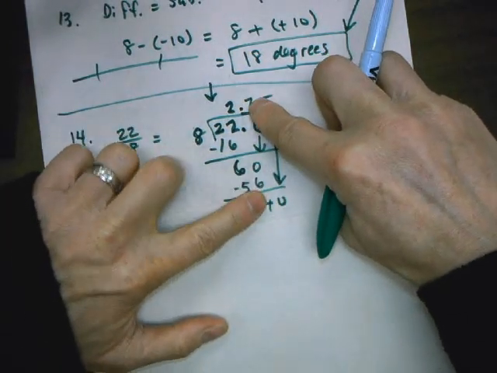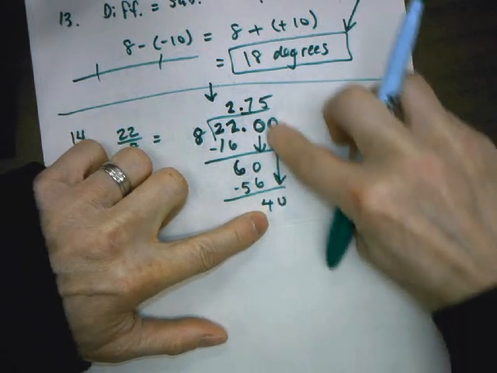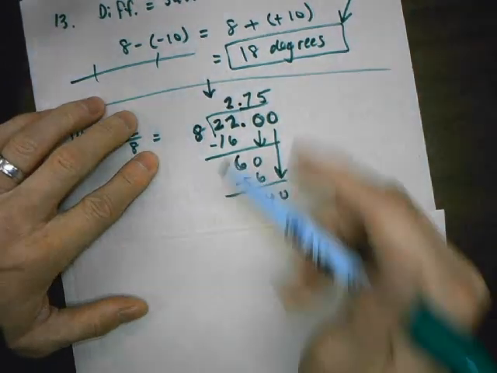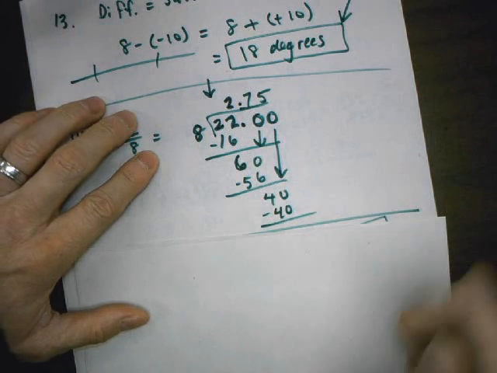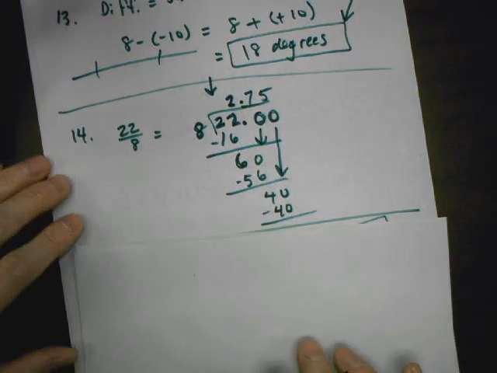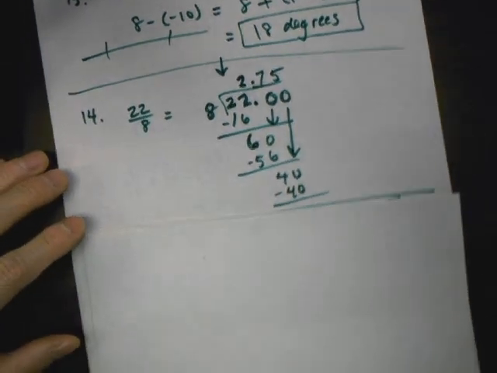Now I drop a 0 down after I subtract. 8 times 7 is 56. Subtract those two, drop another 0 down. And 8 times 5 is 40. And we zeroed out. So the answer is 2 75/100ths.